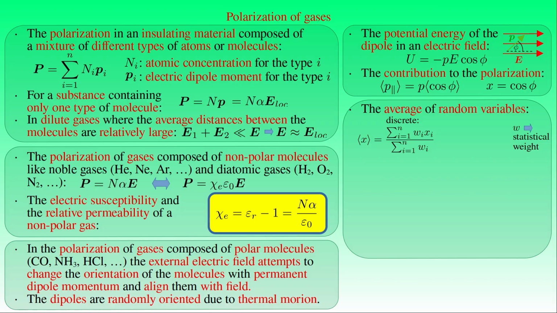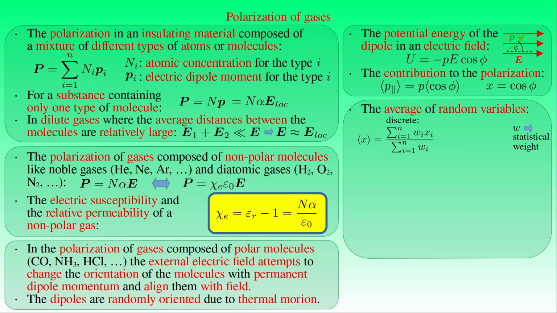For example, in the case of a standard 6-sided dice, the random variable is the different outcomes of its rolling described by the integers from 1 to 6, and its statistical weight must be the same for each outcome. With the normalization, their values are given by 1 over 6, and the average of the random variable x is equal to 3.5 for the outcome of rolling the dice.